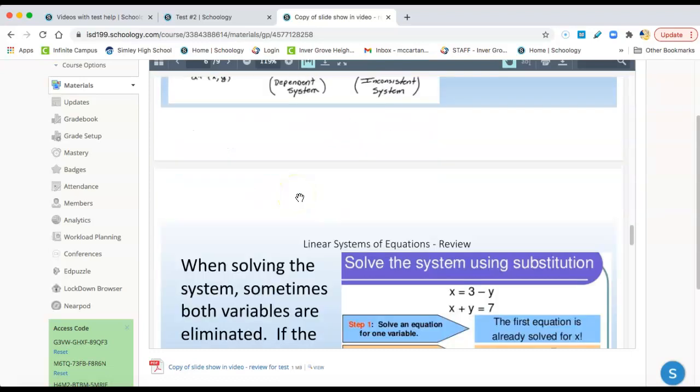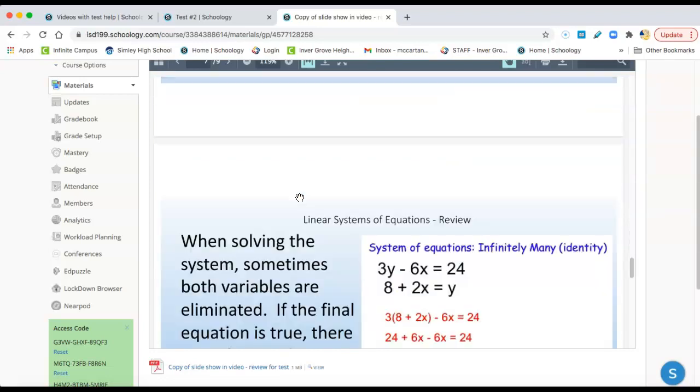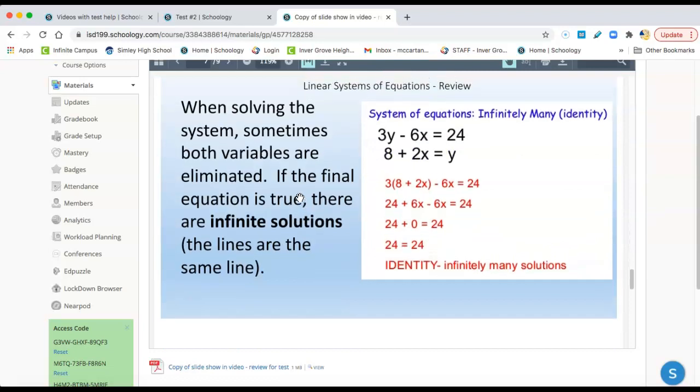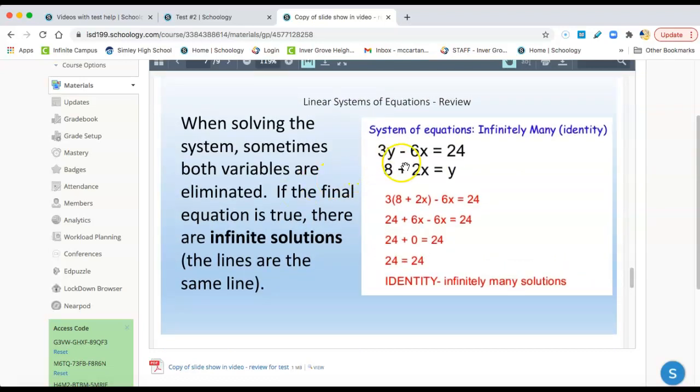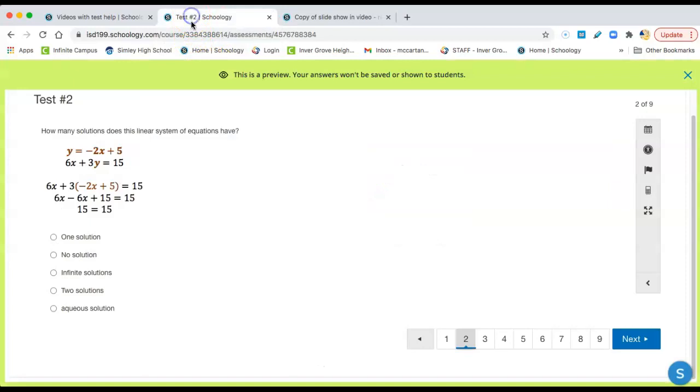Now let's go down here and look at this example right here. This is an example of the systems of equations. You get to the bottom here, it says 24 equals 24. That means there's infinitely many solutions. All right, let's go back, because they're the same line. These are the same line. All right, that's what we have here. We get to the bottom, it says 15 equals 15. That means they have the same line. So mark your answer.